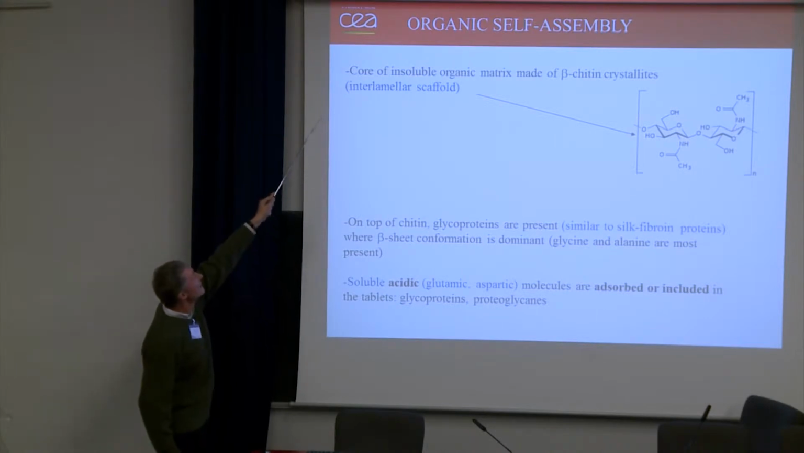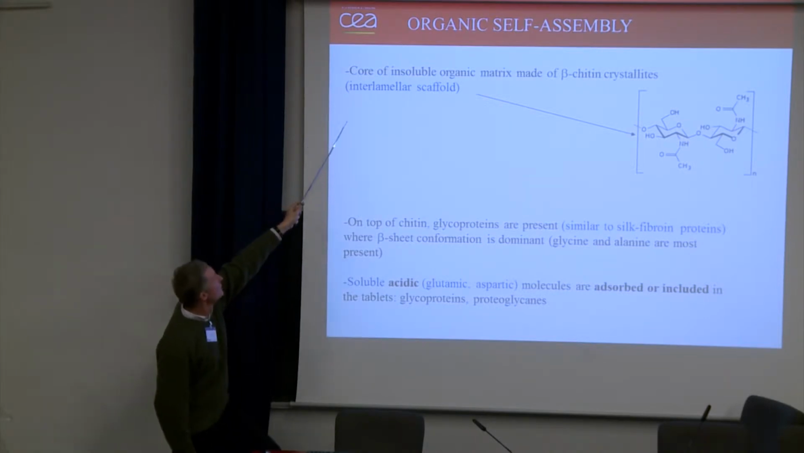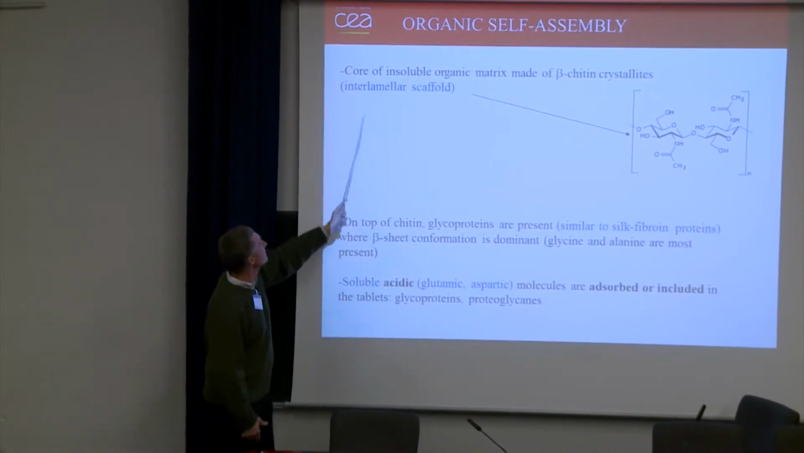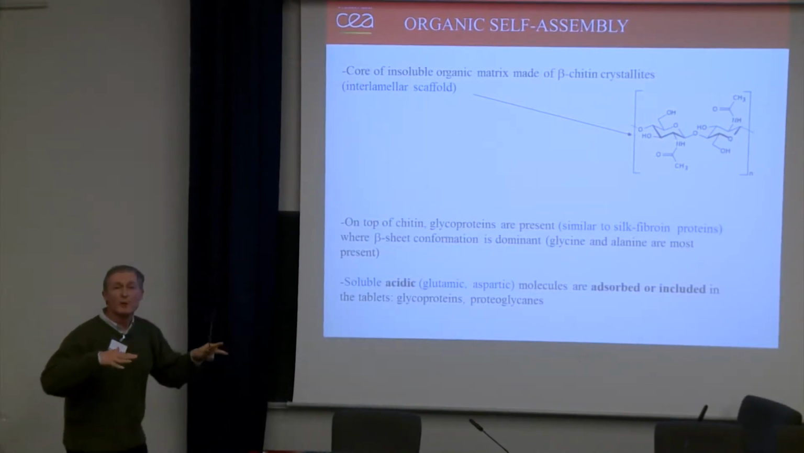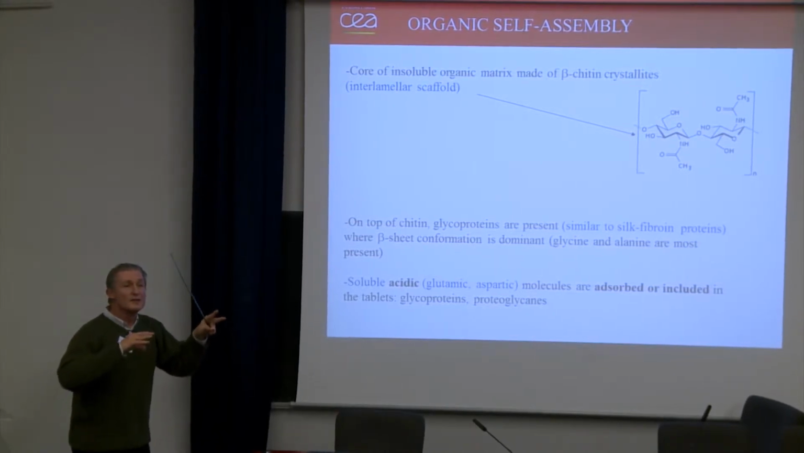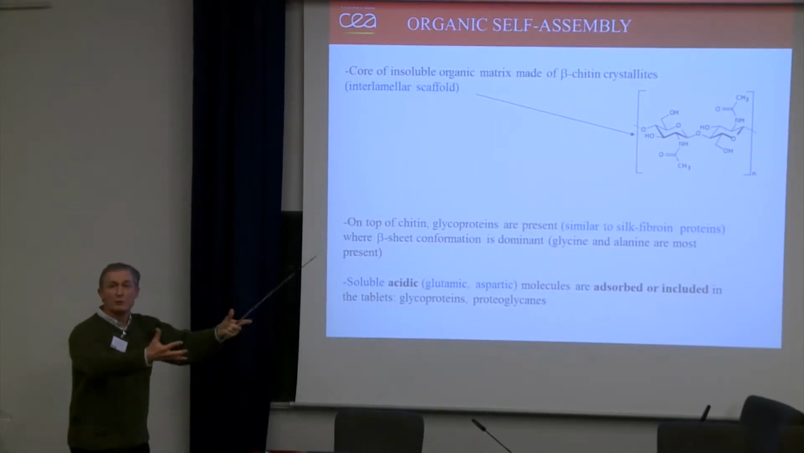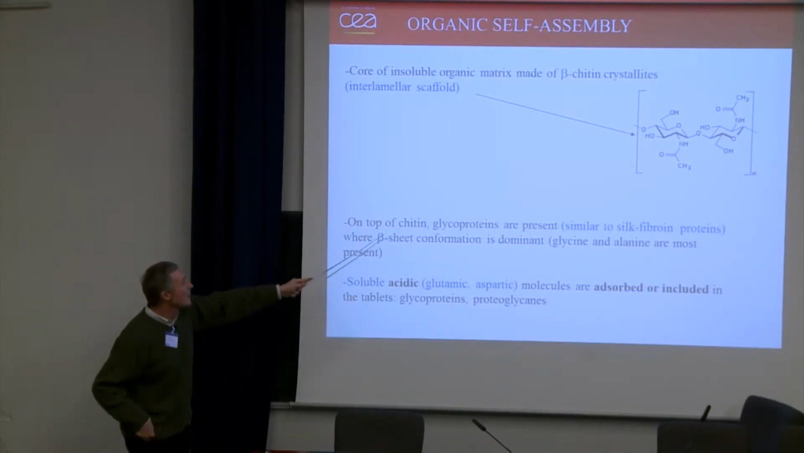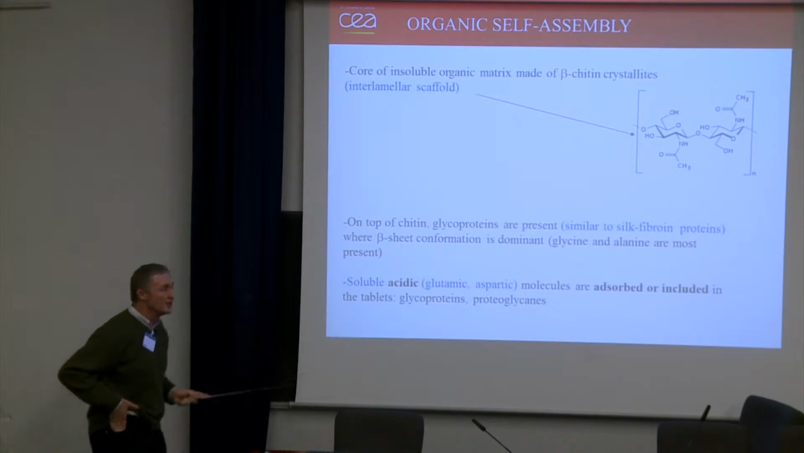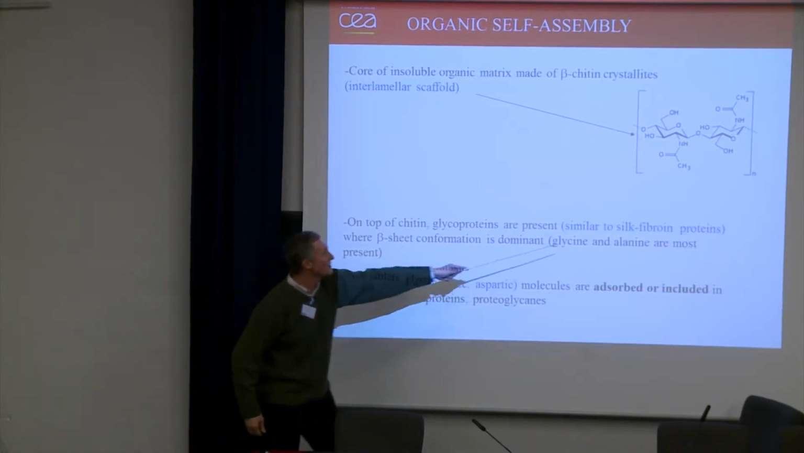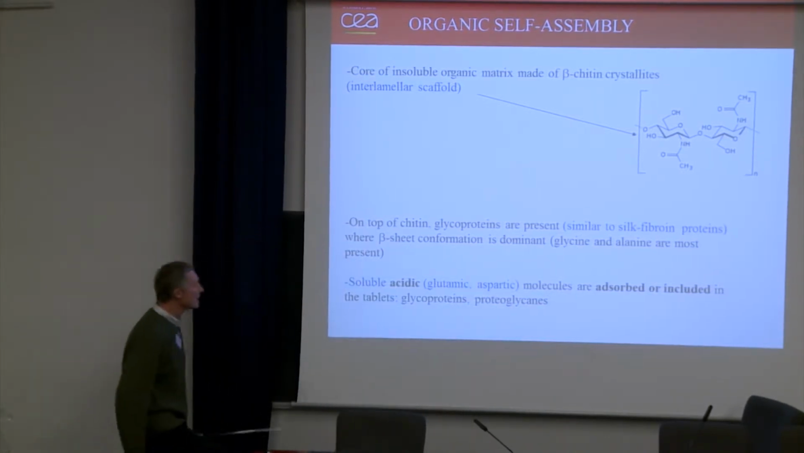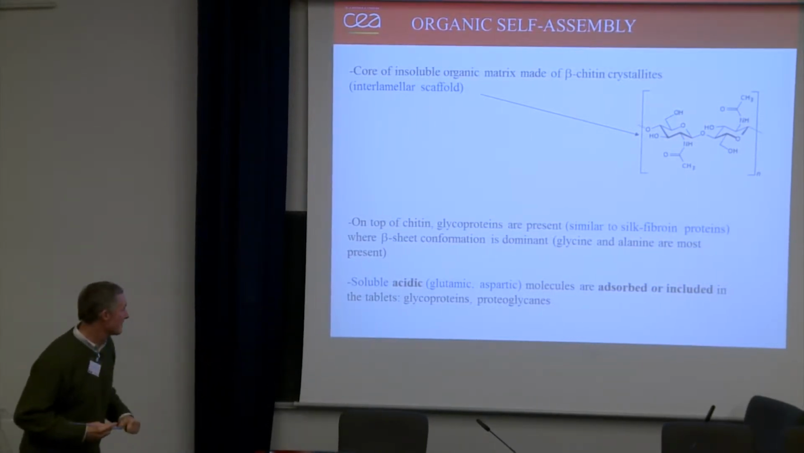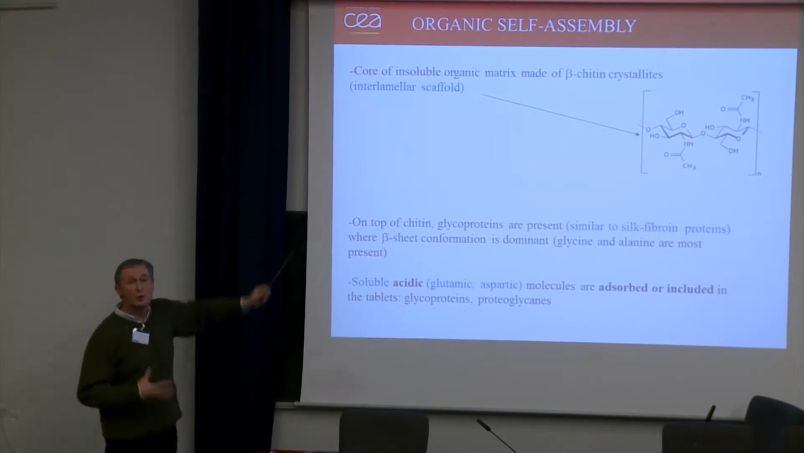Generally, what one finds in these animals is an insoluble core made of beta-chitin crystallites, which is depicted here and makes up a big part of the insoluble scaffold you saw before when I removed all the calcareous part of the animal. On top of this chitin, you can find many glycoproteins, similar to some proteins found in silk, with a dominant beta sheet conformation. So this is the mostly insoluble part.